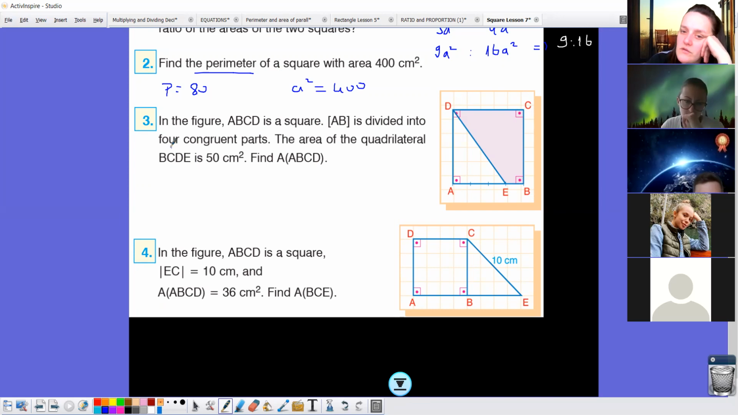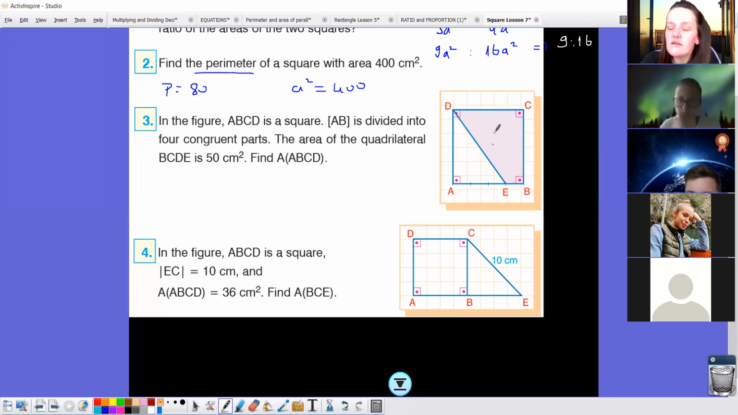In the third one, in the figure ABCD is a square. AB is divided into 4 congruent parts. The area of the quadrilateral BCDE, this part, is 50 centimeter square. Now here shaded area is given as 50. We need to find the area of the square. The area of the square minus this part, plus the area of the triangle.